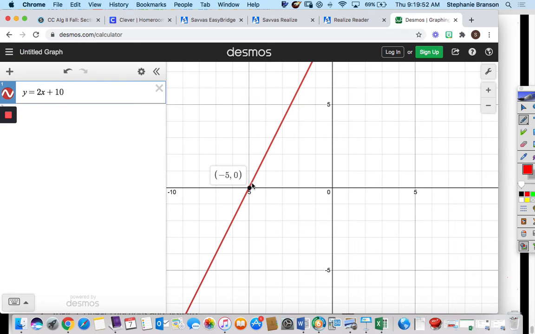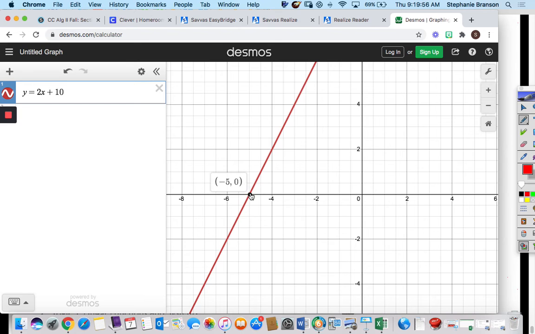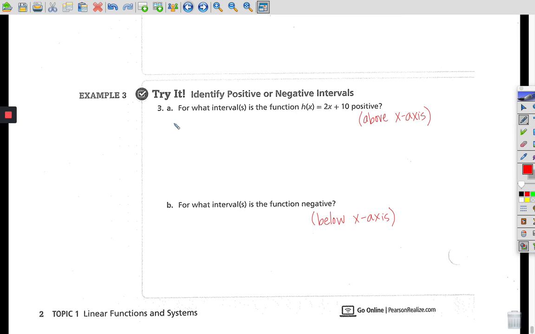Are my x values getting larger or smaller? Take a look here. We go from negative 5, we go up. I got negative 3 now, then I've got a negative 2, so my x values are getting larger. Do y'all agree? So because my x values are getting larger, it is positive from negative 5. Remember, we put parentheses around it because it's neither positive nor negative at negative 5. So from negative 5 to positive infinity, it is positive.